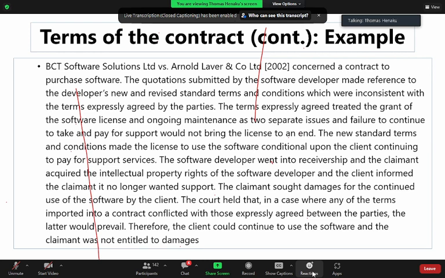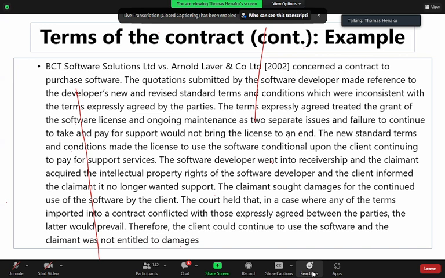So I have Jamal raising hand. Jamal, let me hear you. Yes, sir. I'd like for you to explain what it means by to use the software conditional. They made the license to use the software conditional upon the client. Okay, so the new standard terms and conditions made the license to use the software conditional upon the client continuing to pay for support services.